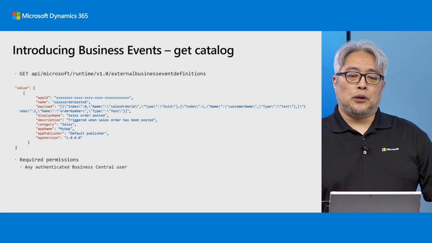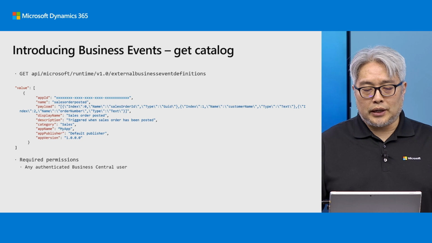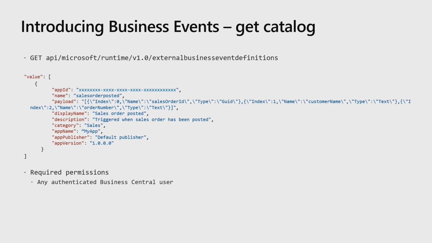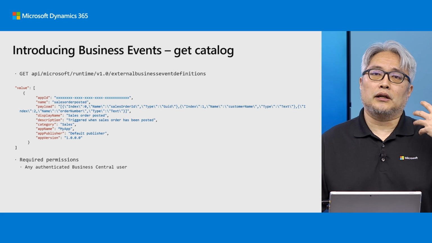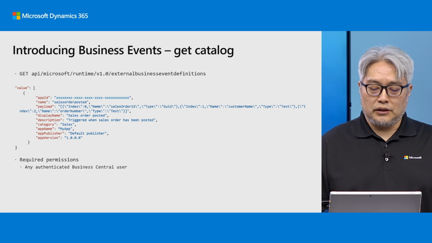So once you define your business event inside your extension or in the base app, an external system can query to get the catalog of business events that have been implemented. And you can use an API for this. You can see here, when you call the API external business event definition, you get a list of events that's already populating the catalog. For example, in here, you can see the sales order posted, right? And you can see all the definitions that you described before in your codeunit. In here, you don't need a lot of permission. Any authenticated Business Central user can query to get the event definition or to get the catalog.